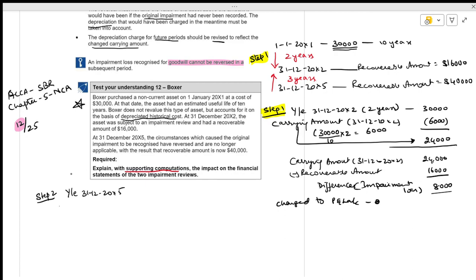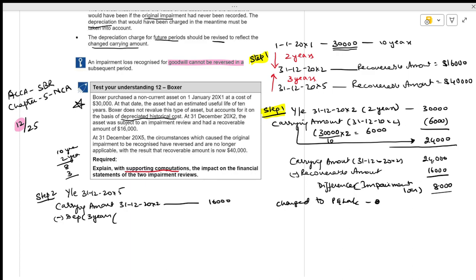Now, what is for 3 years? Carrying amount on 31/12/2002 is how much? 16,000, minus depreciation for how many years? 3 years. How many years are left over? 8 years. You have a total of 10 years. We have calculated for 2 years. The leftover is 8 years. And from 8 years to 2005, how many? 3 years. Depreciation for 3 years.